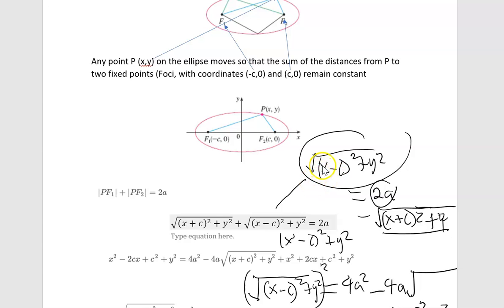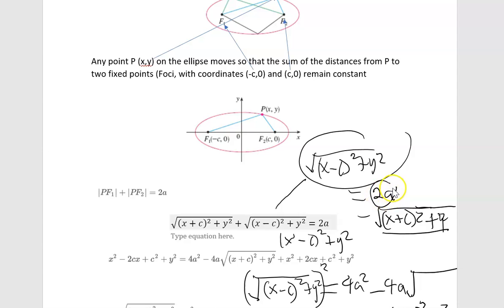Now we have a radical equation here. When you have two radicals, you know what to do: you isolate one radical. I'm going to isolate the second one and take the first radical to the other side. So I get 2a minus the first radical that you can see here. Now I'm going to square both sides. When I square this side, I get x minus c squared plus y squared; the radical goes away.